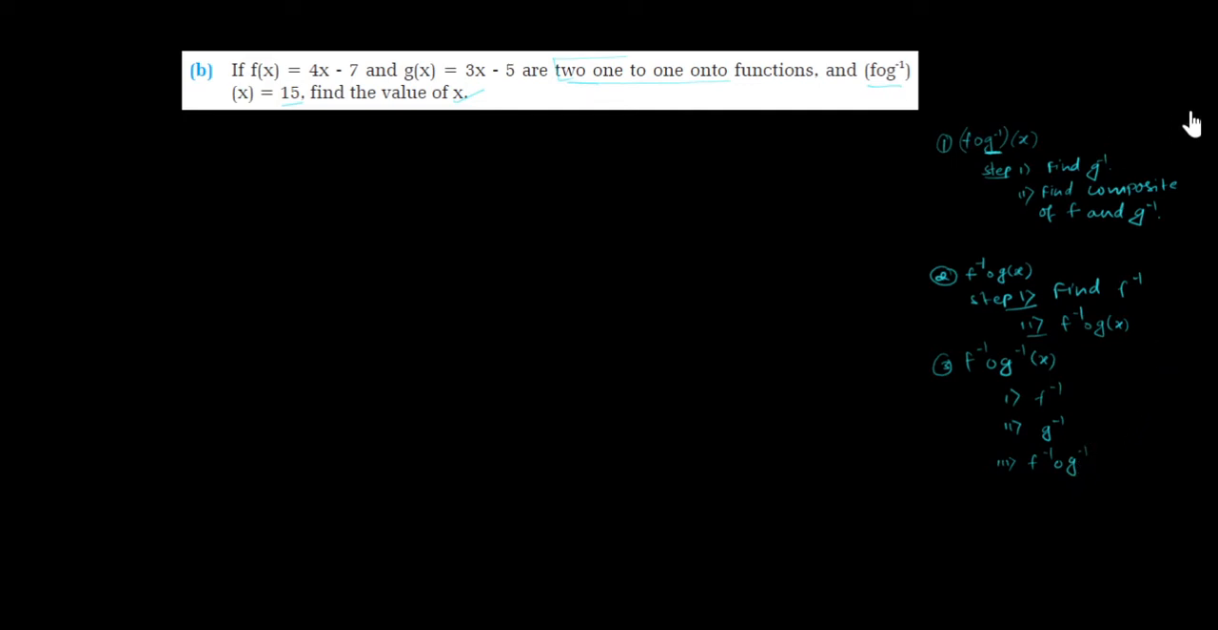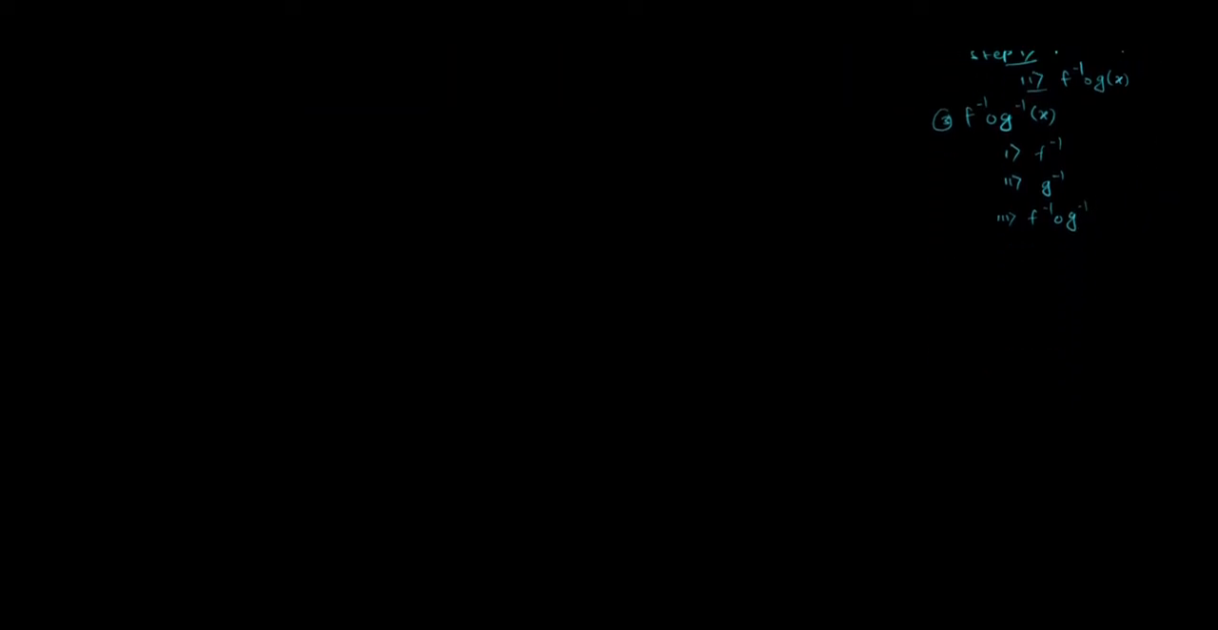There is one very important type of question, type 4. Let me write this one also. That is the inverse of f composite g. Be careful here. It is not the inverse of the individual function, it is the inverse of the composite function. So in this case, at first you need to find the composite of f and g, and then you need to find the inverse of f composite g.